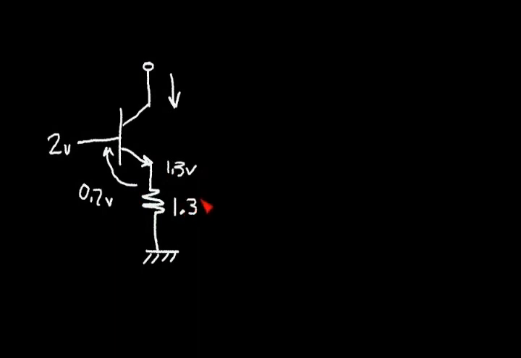So if I set this resistor to 1.3 K, I get a current flow in the emitter, and if my base current is very small, my collector current will be 1 milliamp. Now this current source will be a little less than ideal.